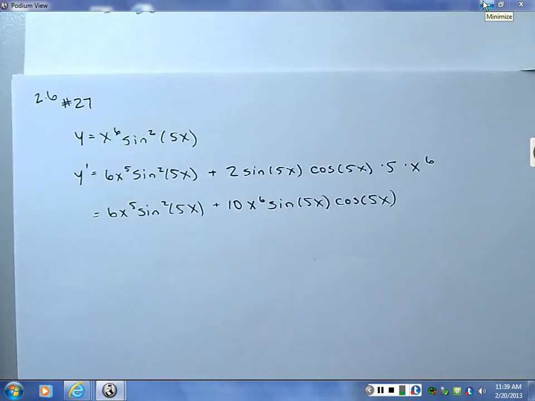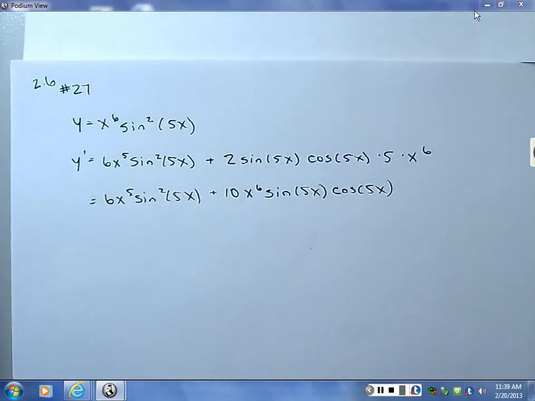Okay, so here's what I get. Some of the most common mistakes are to forget about the squared, and you lose this sine of 5x when you do that. And then another common mistake is you get so excited you got the derivative of the second function, you forget to hold the first function. So that's another one that some students forget about.